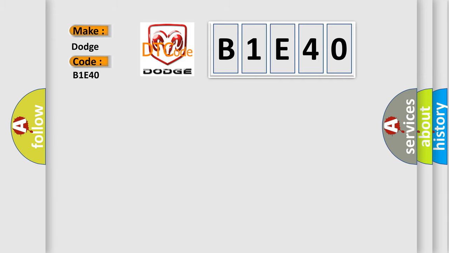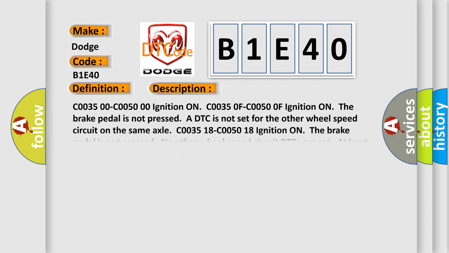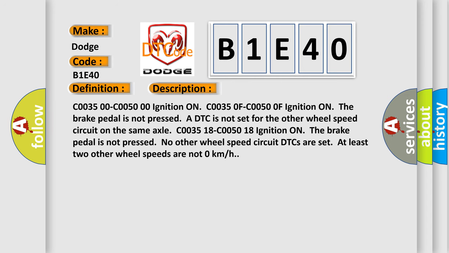The basic definition is left front wheel speed sensor circuit, no additional information. And now this is a short description of this DTC code. Ignition on. The brake pedal is not pressed. A DTC is not set for the other wheel speed circuit on the same axle. Ignition on. The brake pedal is not pressed. No other wheel speed circuit DTCs are set. At least two other wheel speeds are not 0 km per hour.